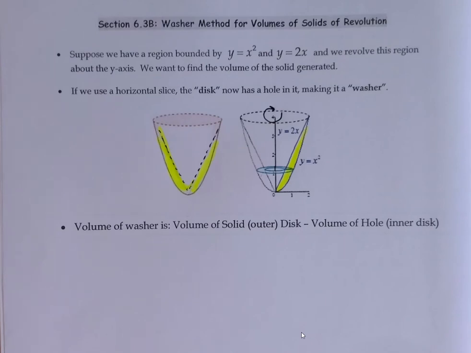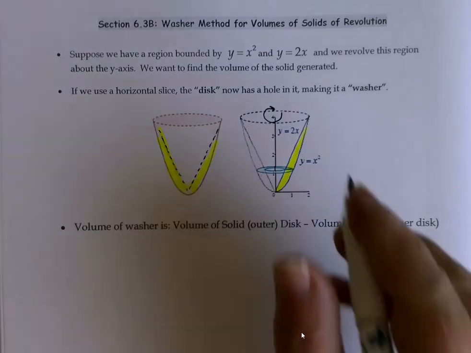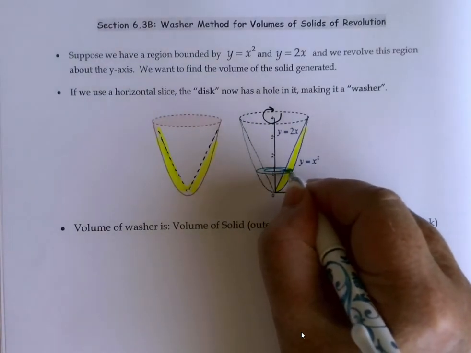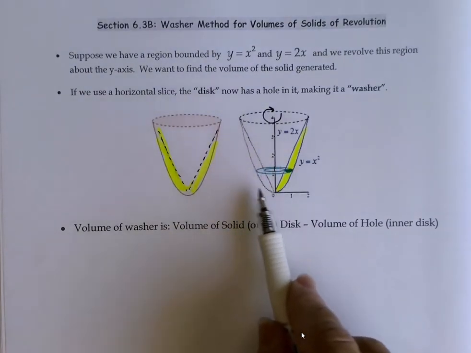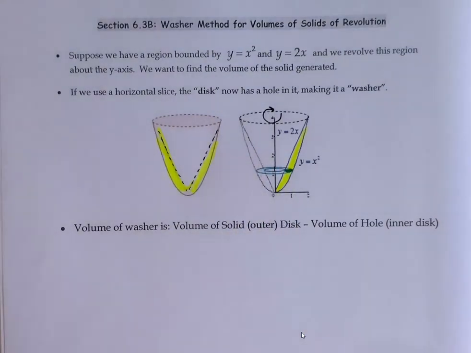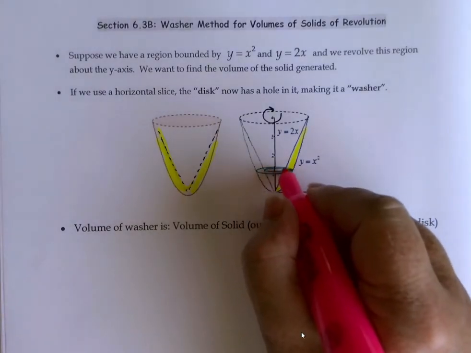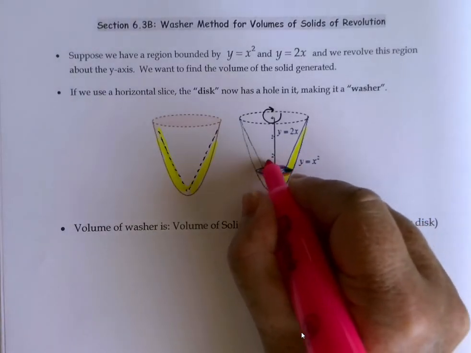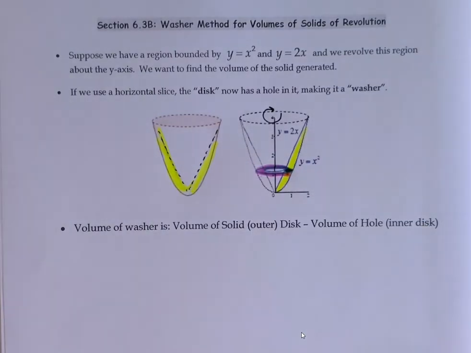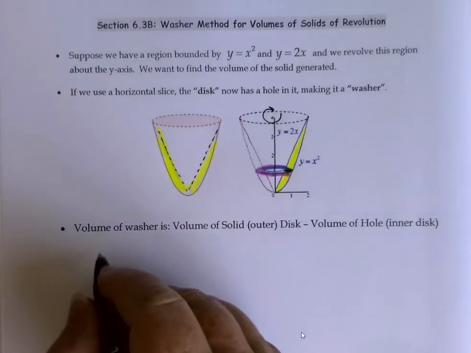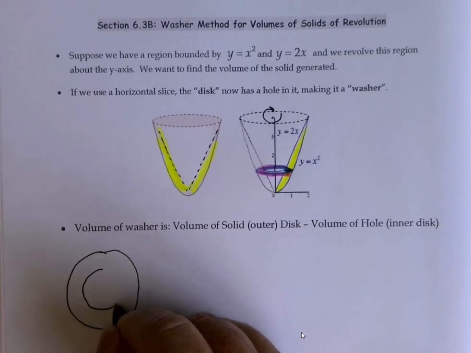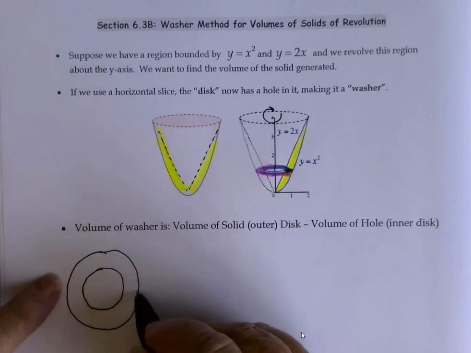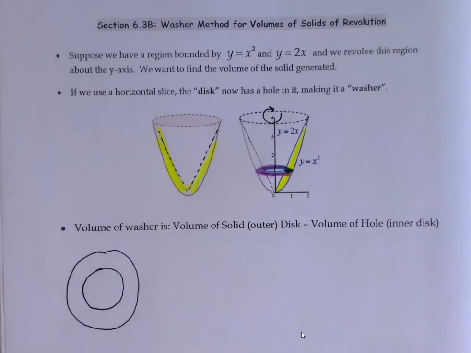The way we're going to do it, just like before, is to imagine taking a little representative rectangle right in here and rotating just that one rectangle around the axis. What ends up getting created is not just a disk, but a disk with that hole in the middle, right there. And that's what we're calling a washer. So we create this washer shape, the solid disk on the outside and then the hole in the middle.